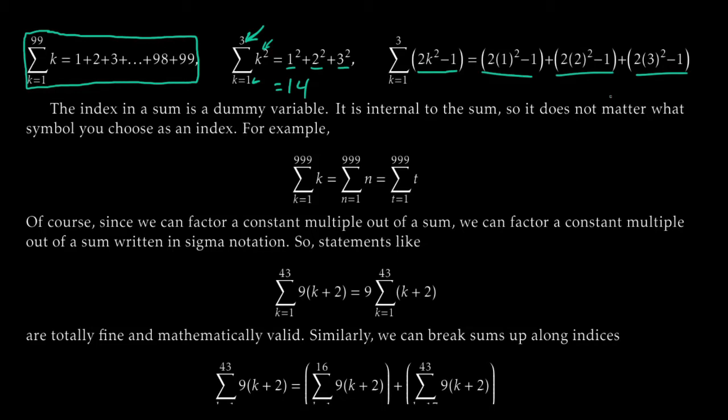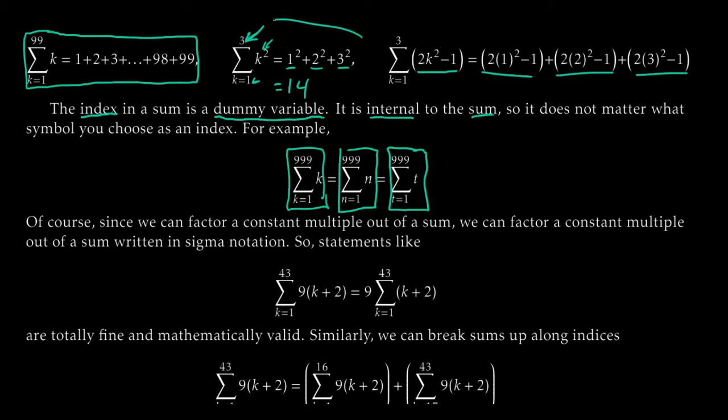Now you might have noticed that there's a variable here, the index, the k. This index is maybe your first example of a dummy variable. So it's internal to the sum. It doesn't matter what symbol you choose as an index, because by the time you evaluate the sum, it's already gone. So, for example, the sum from k equals 1 to 99 of k is the same as the sum from n equals 1 to 999 of n, and that's the same as the sum from t equals 1 to 999 of t. So, all the same, because the dummy variable doesn't matter, by the time you actually add these up, there's none of them left.